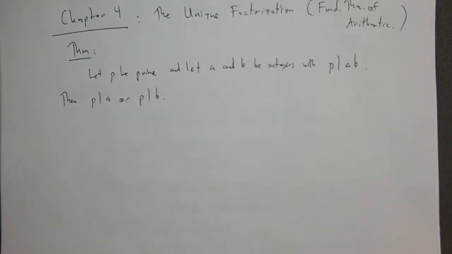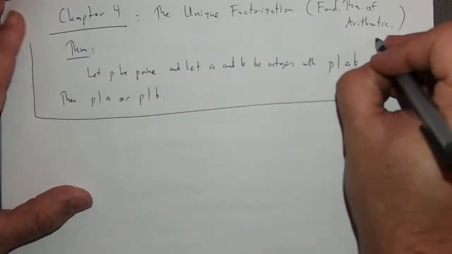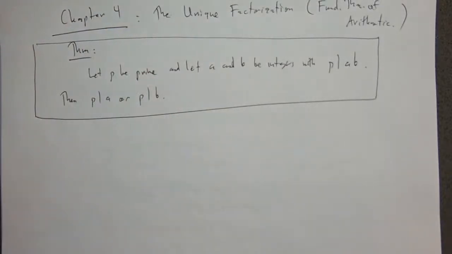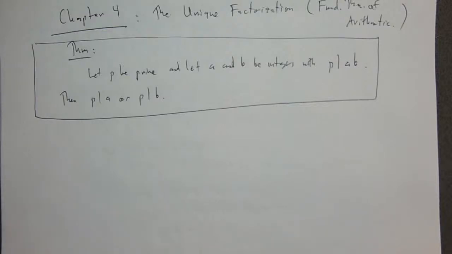So you have a prime dividing a product of two integers, and this tells you that the prime divides one of them. You can contrast this with the case of a composite. If you have a composite number dividing the product of two integers, in general, you can never say that it divides one or the other.